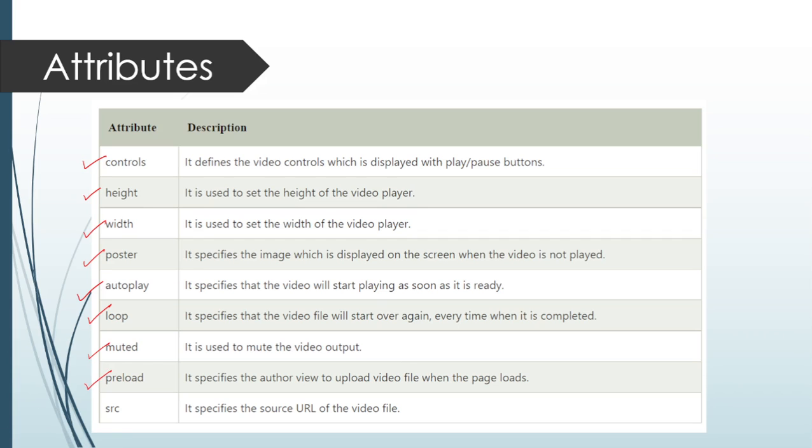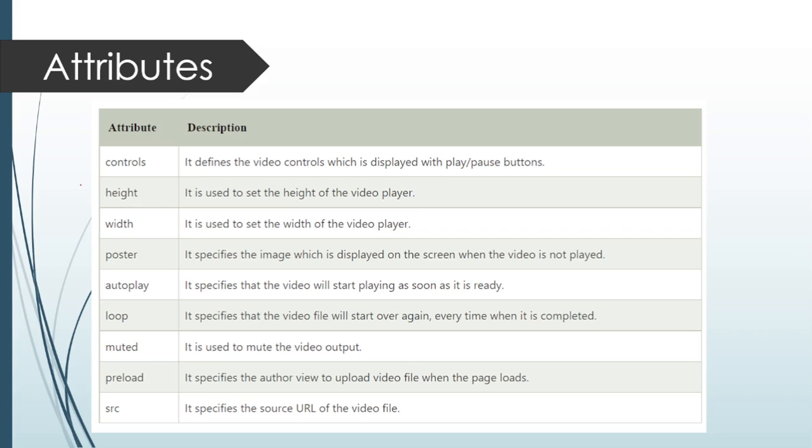Next is preload, which specifies whether the browser should load the video file when the page loads. Next is the source attribute. The source attribute is very important. We can say this is also one of the most compulsory attributes while using audio or video tags. Source specifies the source URL of the video file.